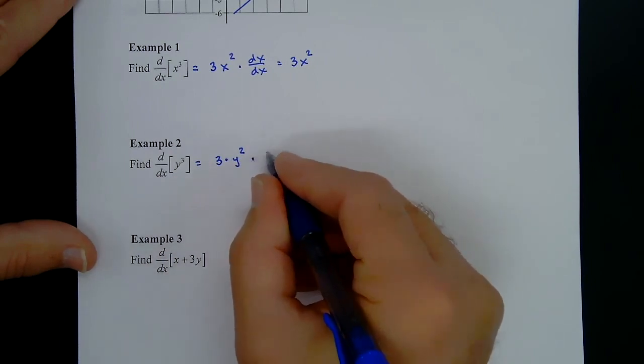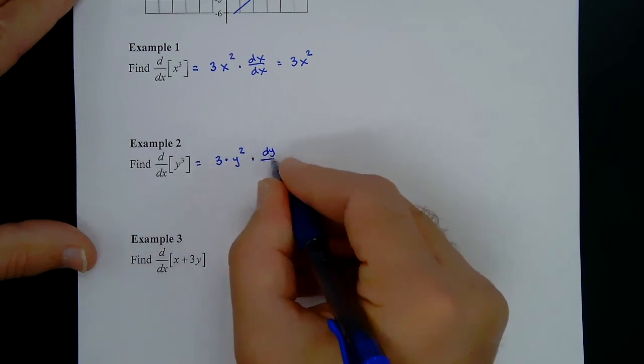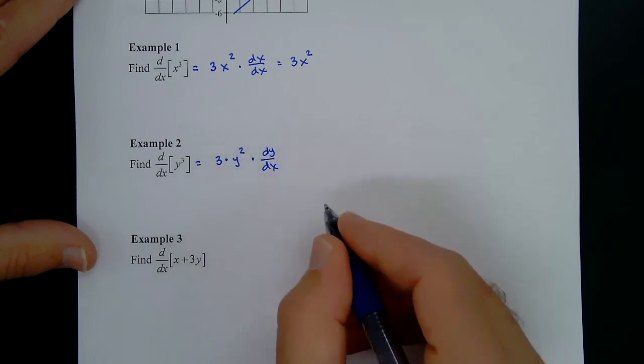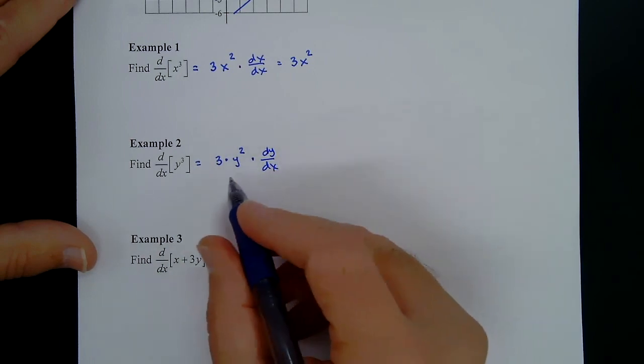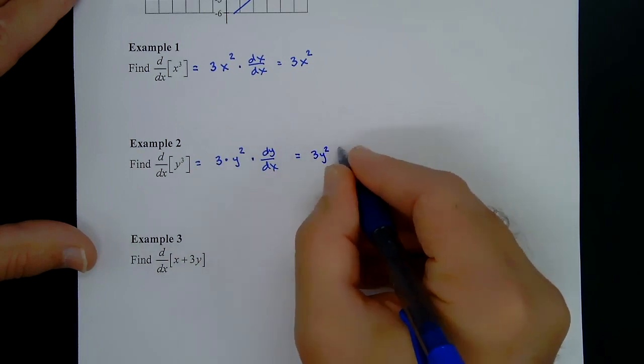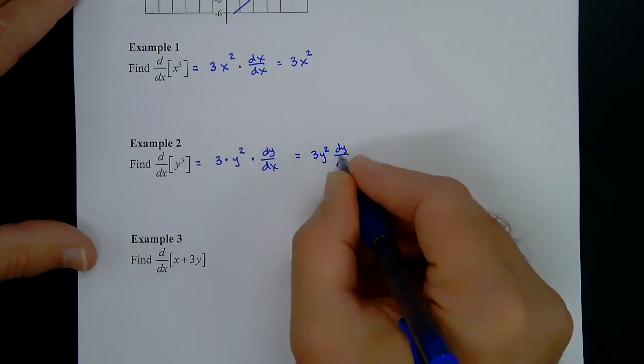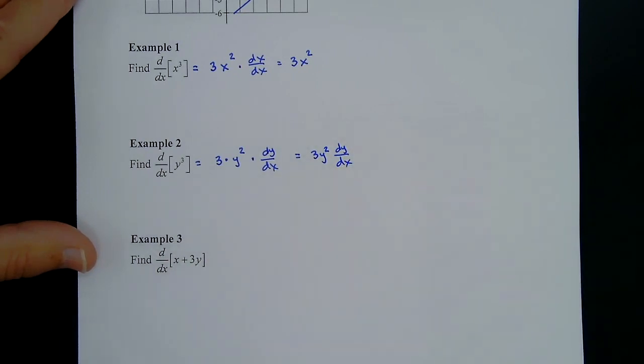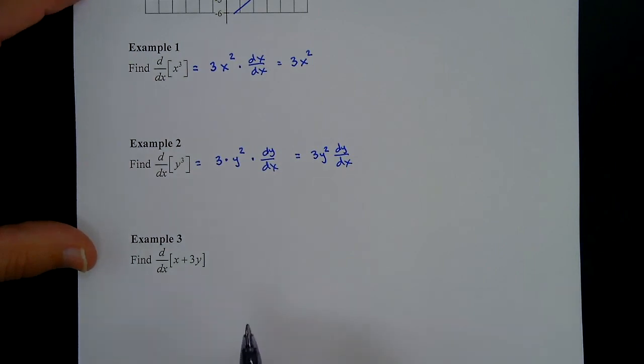So that becomes times dy over dx. And all that is the chain rule, okay? And so what does this come out to be? Well, this turns out to be 3y squared dy over dx. And that's the derivative of y cubed. All right, let's do this last one here.